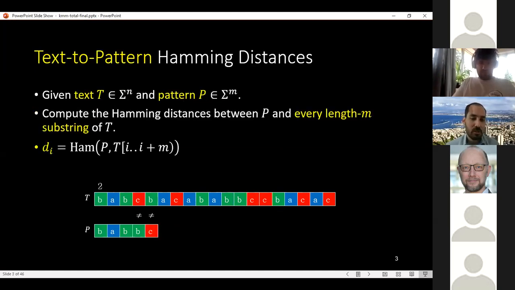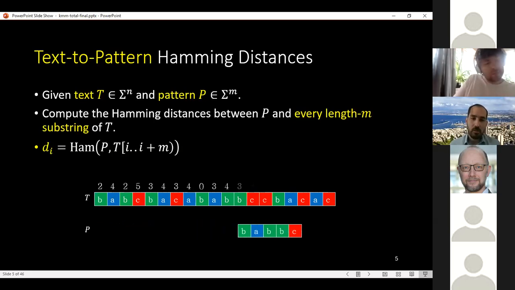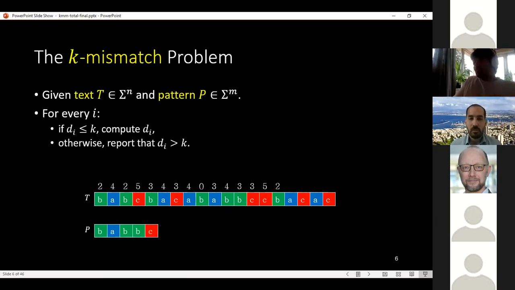In the pattern matching version, we are given a text of length n and a pattern of length m, and our goal is to compute, for every substring of the text of length m, the Hamming distance between this substring and the pattern. In the k-mismatch version of the problem, we are given a threshold k, and our goal now is to compute the Hamming distance, except for positions where the Hamming distance is larger than k, where we just need to report that this is the case, but we don't care about the exact value of the Hamming distance.